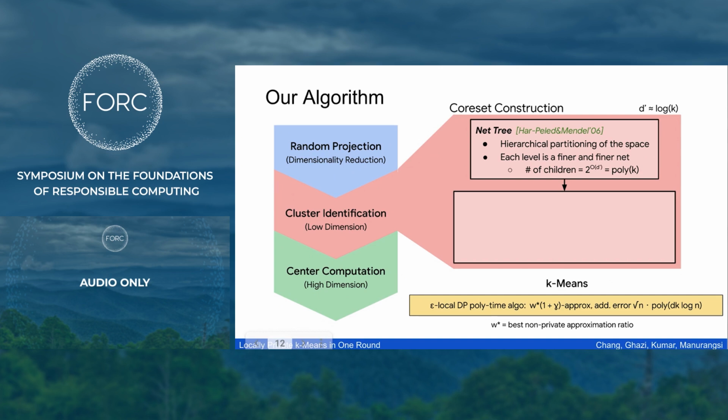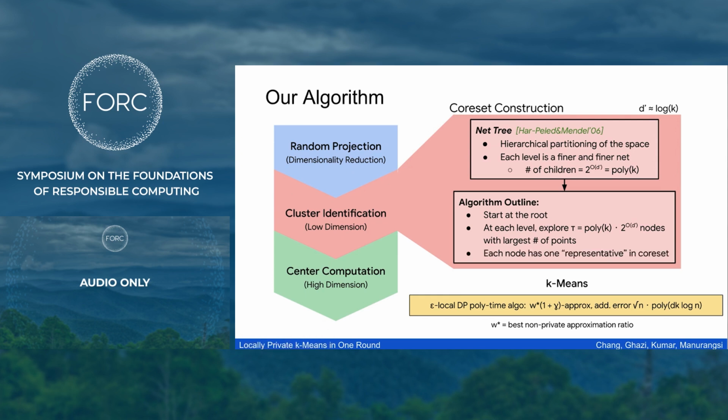Okay, so with this net tree, how do we construct our core set? We construct our core set by exploring this net tree carefully. We start at the root, and then at each level, we will explore tau nodes with the largest number of points, where our tau here is something like polynomial in k times exponential in d prime. And once we finish this exploration, at each node that is explored, we put one representative in the core set with appropriate weight.